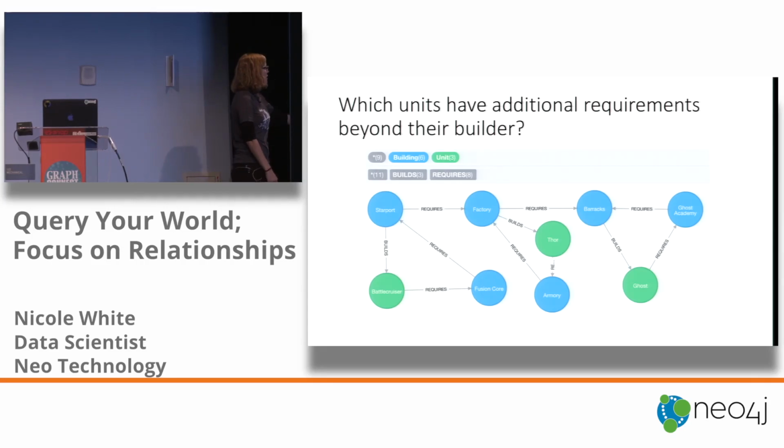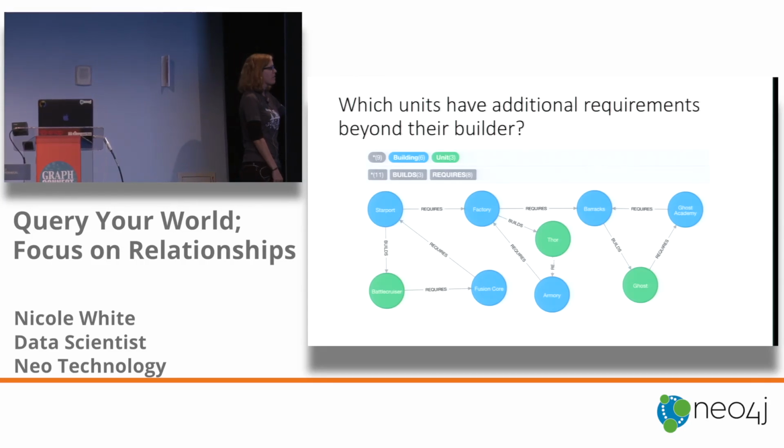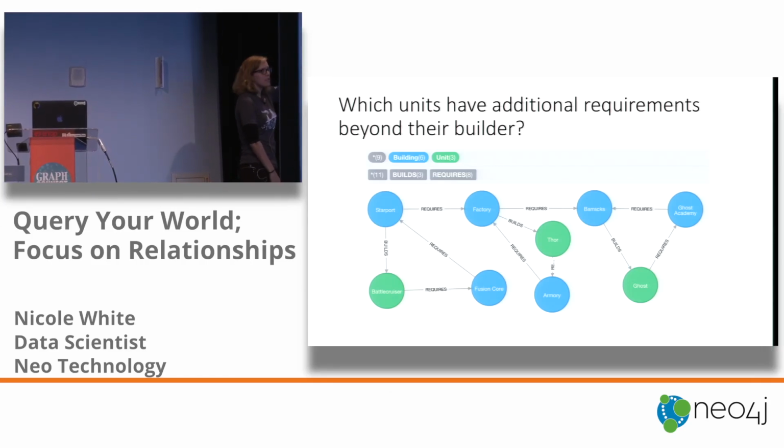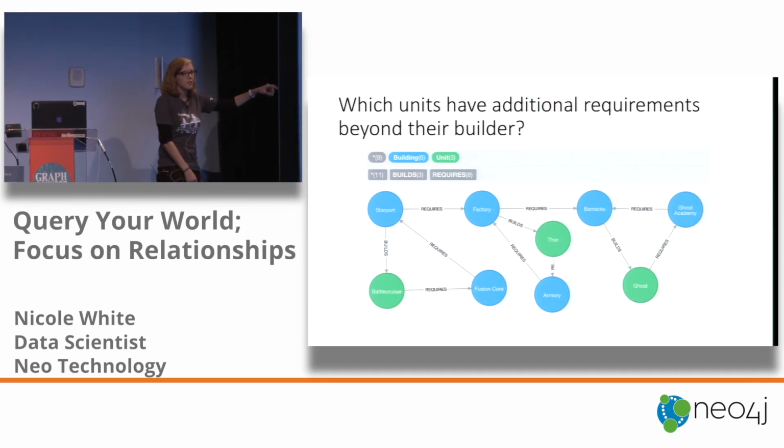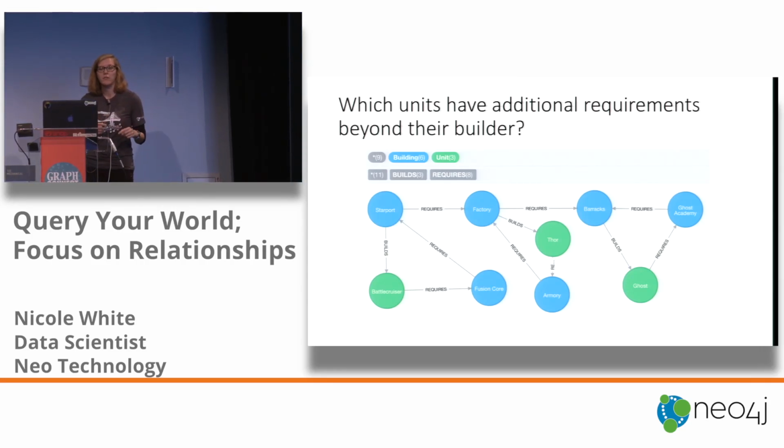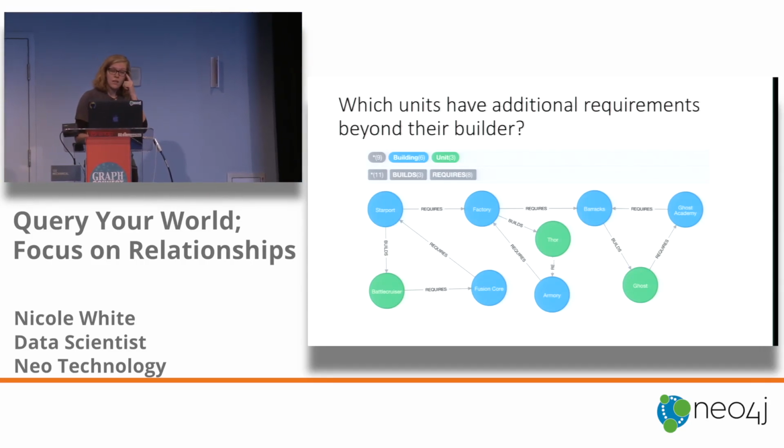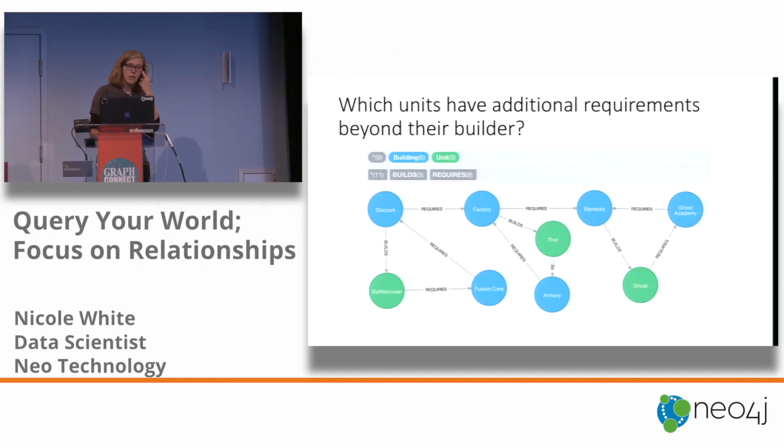If this might help, all the other units that were omitted from this query, their requires relationship was right back to the same building they were built at. And so that was being filtered out in that where clause. So that's an implicit and statement in your query.